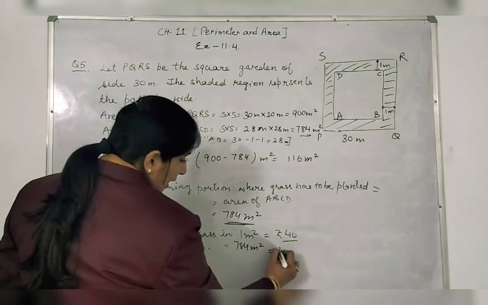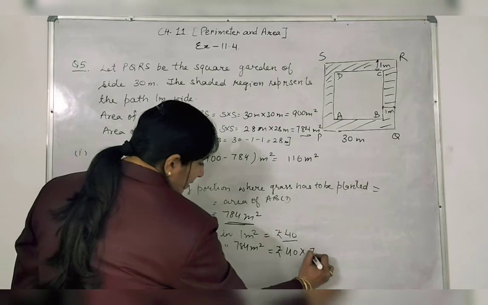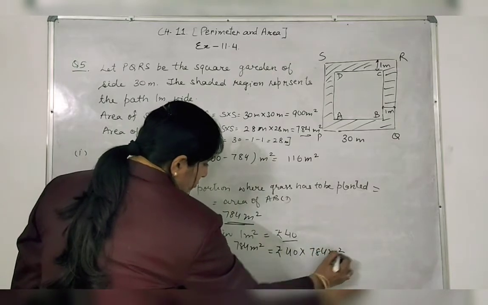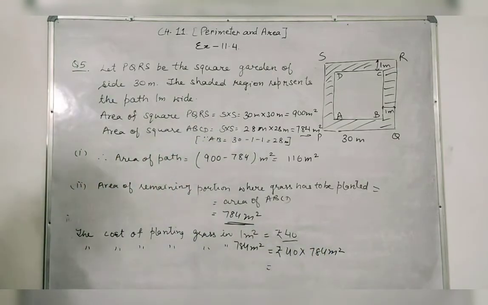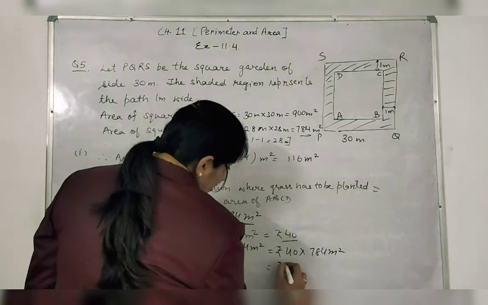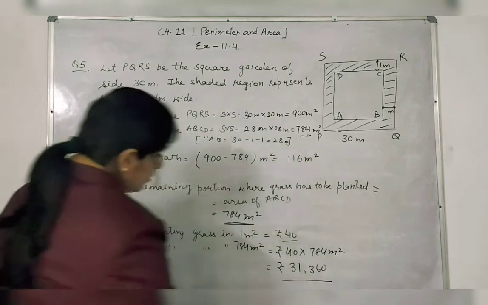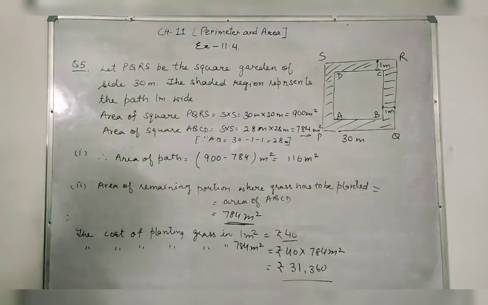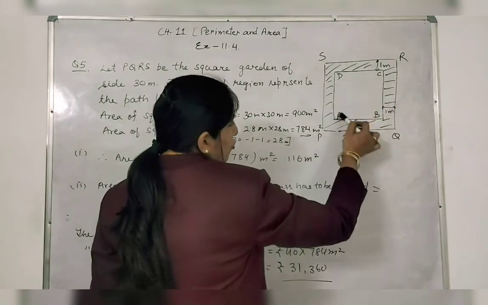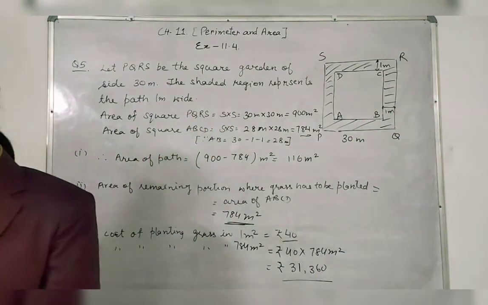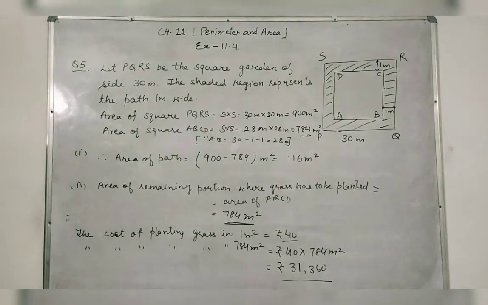So how can we do that? Rupees 40 multiplied by 784 meters square. We need to multiply it to get the cost. So what will be the cost? After solving, 31,360 rupees is the cost of planting the grass in this portion, meaning in the square ABCD. So this is the solution of question number 5.